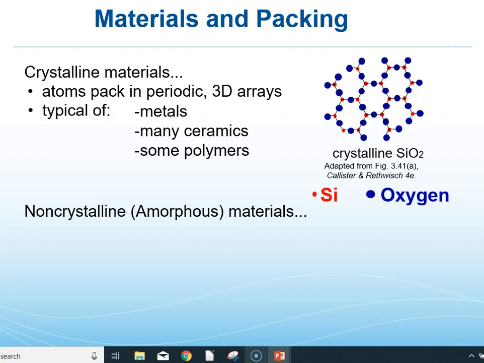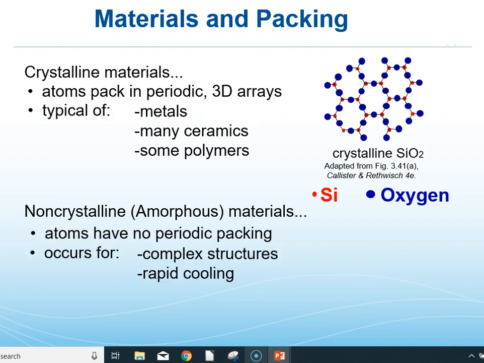Non-crystalline materials are also known as amorphous, and that just means the atoms are not packed in periodic regular 3D arrays. And that inevitably means they have more space between atoms, and they're a higher energy structure. This usually occurs when you have something that's too complicated to arrange itself into its low energy equilibrium periodic 3D array in the time that it's given.